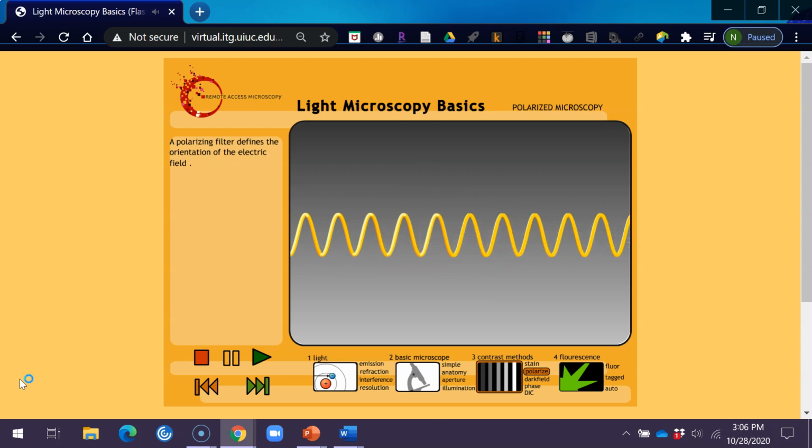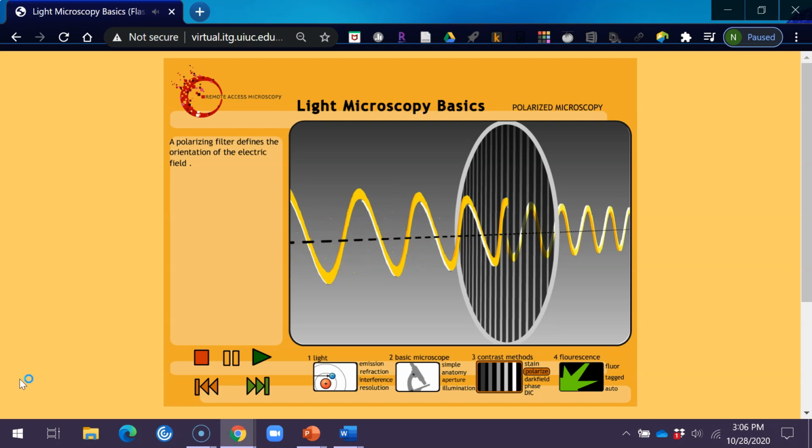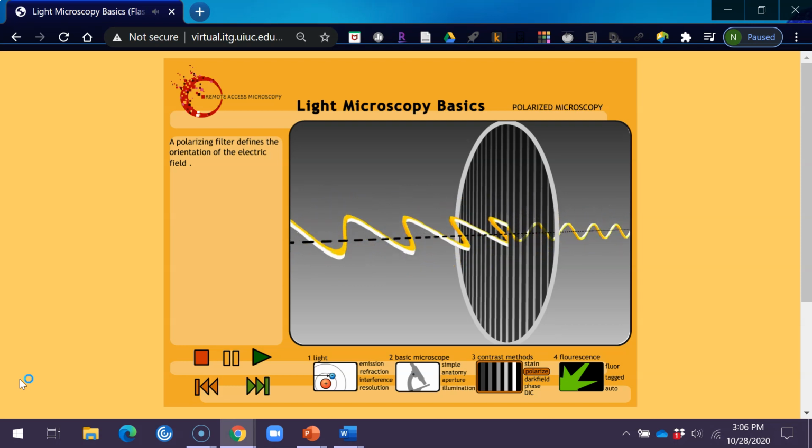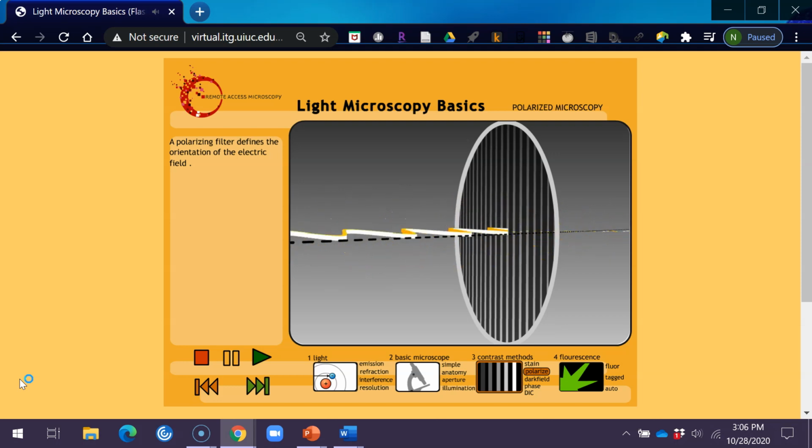When a polarizer is added to the light path, the orientation of the electric and magnetic vectors are defined. A polarizing filter is composed of long-chain molecules arranged in parallel rows. Light waves oriented parallel to the molecular chains are absorbed or blocked by the filter.